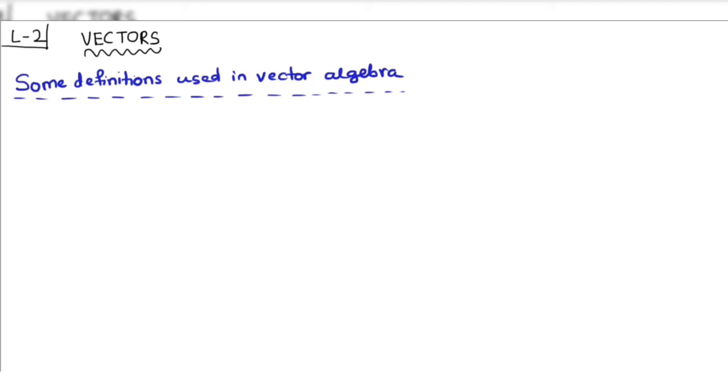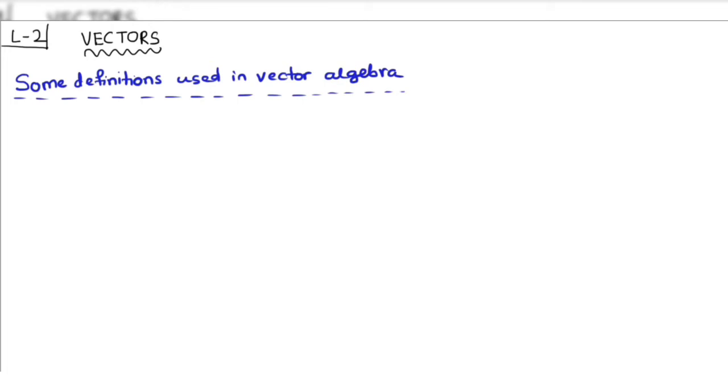In the previous lecture, we had discussed what is the meaning of vector, the difference between scalars and vectors, how to represent a vector quantity using a diagram, and we had discussed different types of vectors like the position vector, the displacement vector, the polar vector and the axial vector. Today, in this lecture, we'll discuss some important definitions used in vector algebra.